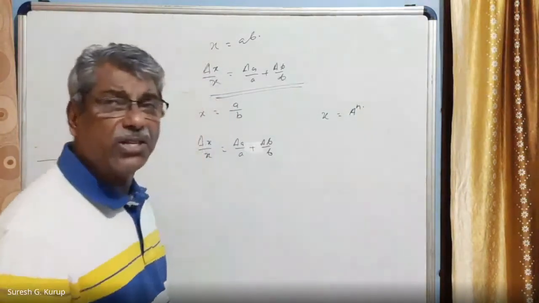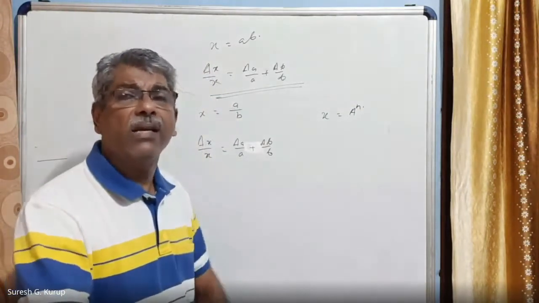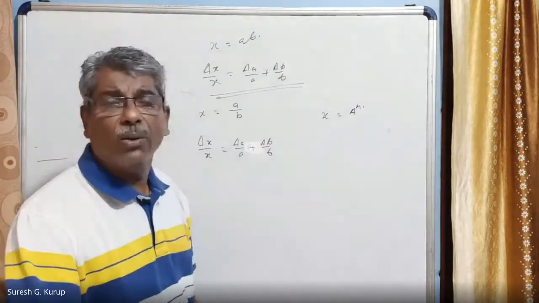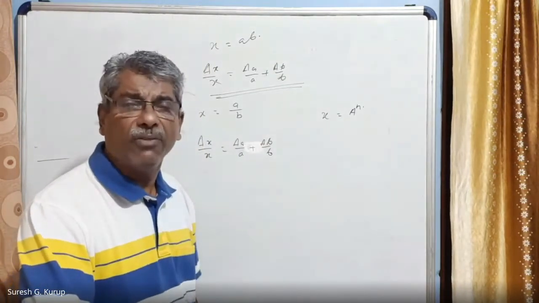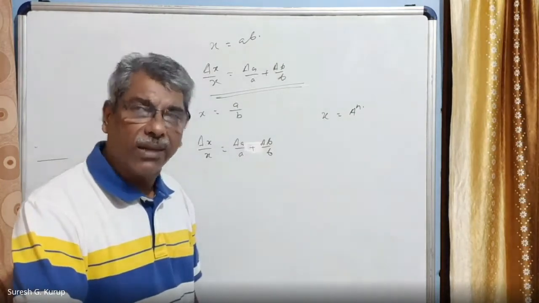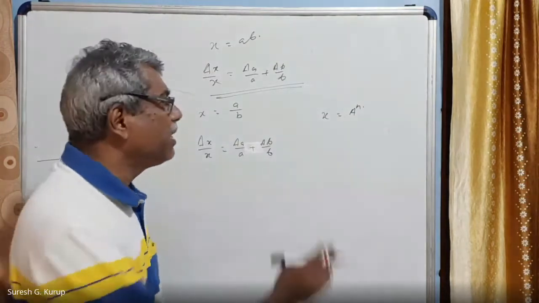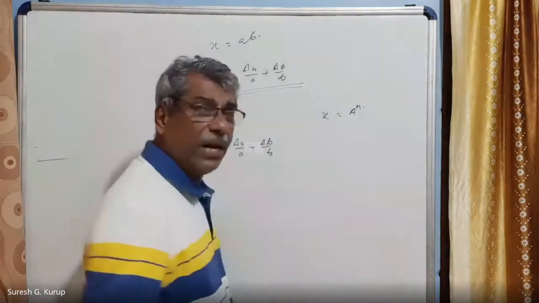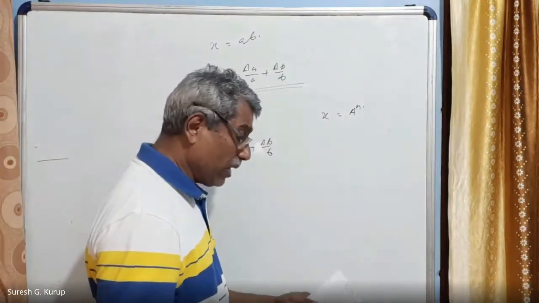X is equal to A raised to n, right? But A is the real value of a physical quantity, but its observed value is A plus delta A, right? In that case, the relative error can be worked out.